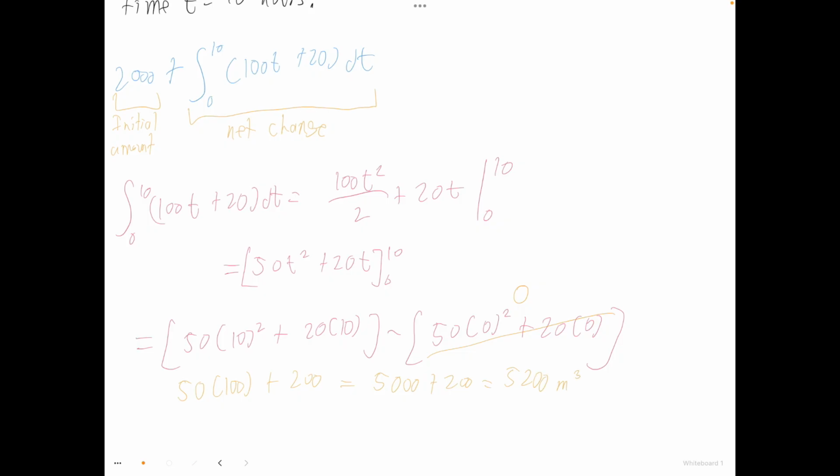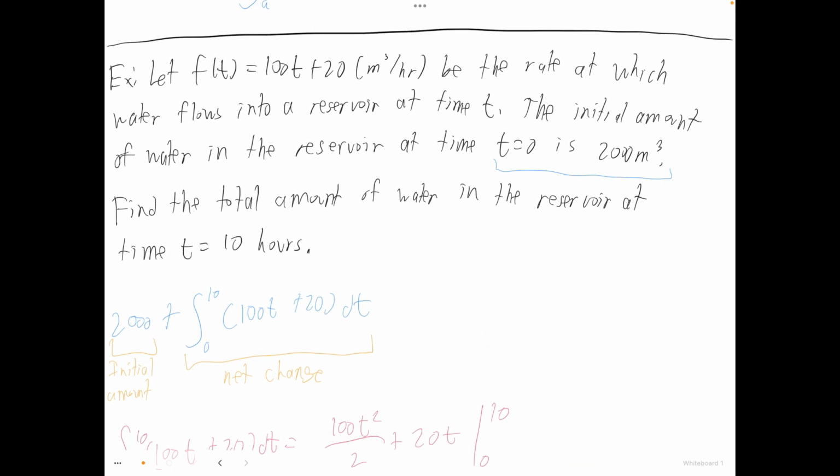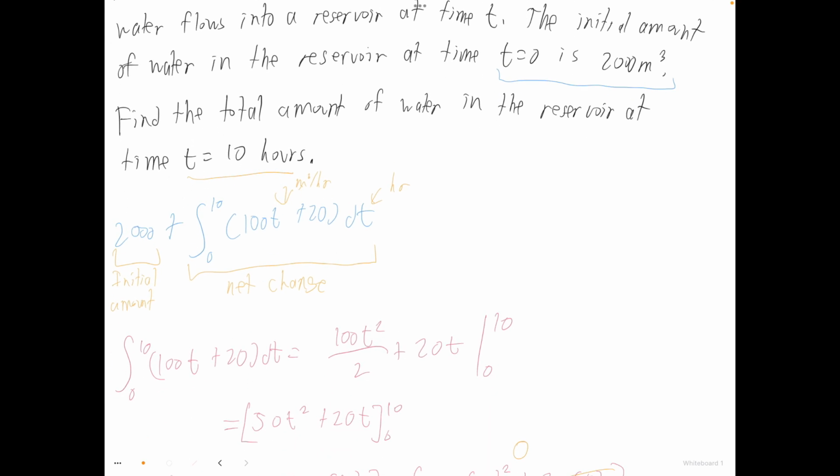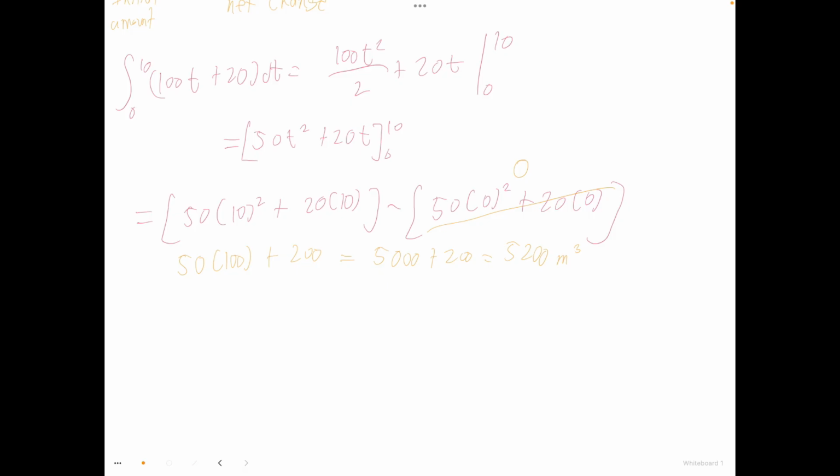To figure out units, you consider what the original units were in. So they were in meters cubed per hour, and then t was in hours. Just like how we basically multiply by hours, you can think of this as being in meters cubed per hour, and this is in hours. And so the overall units, you multiply them together to get meters cubed. So we get 5,200 meters cubed.